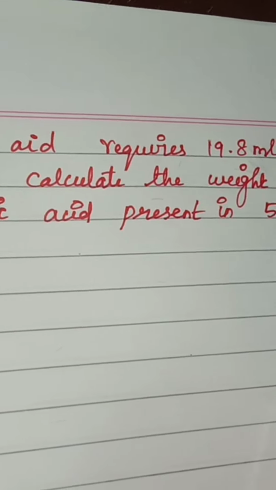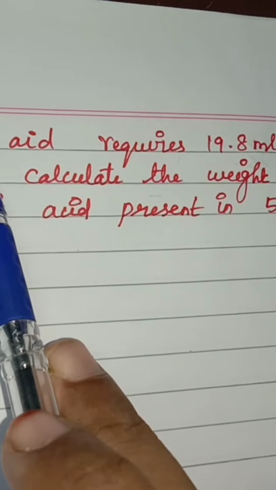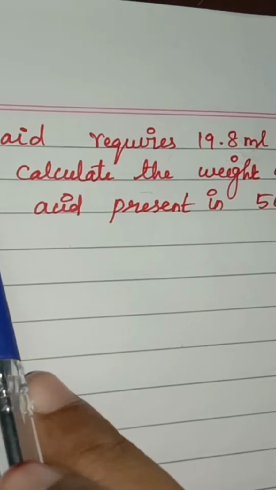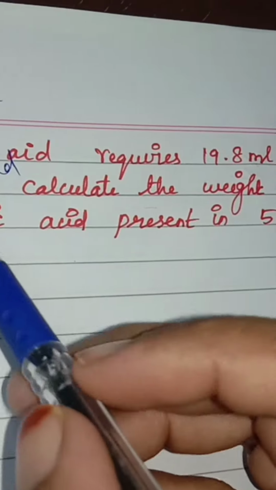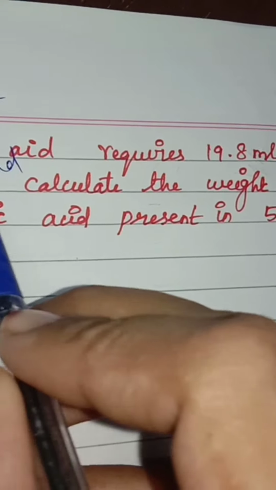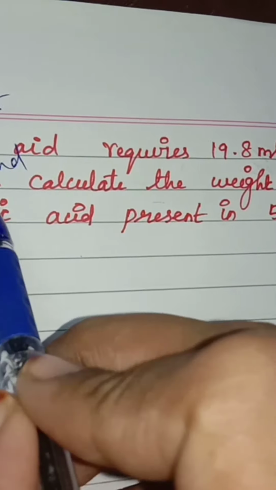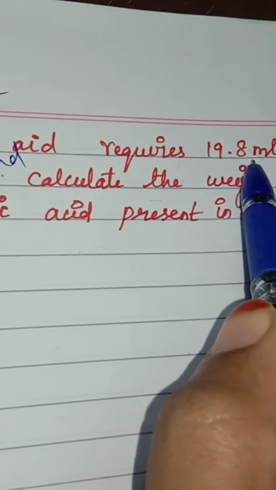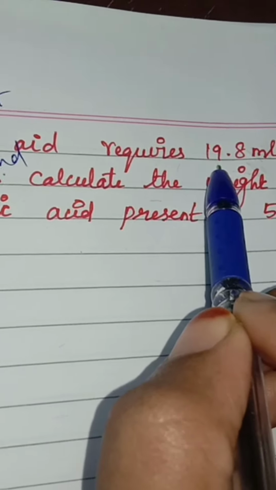So we have to write what are all the values we already know. 20 ml of oxalic acid. Oxalic acid is the first solution here and sodium hydroxide is the second solution. So the first solution volume we already know, and the second solution volume in milliliters we also already know.